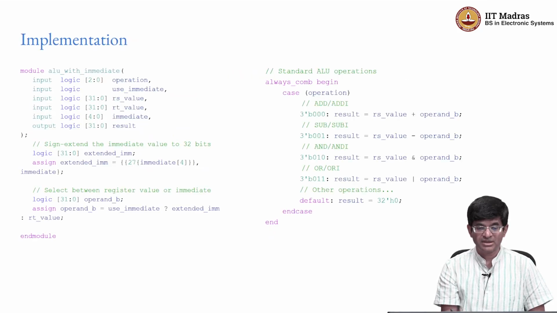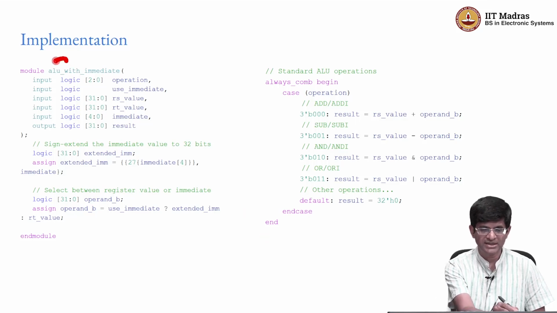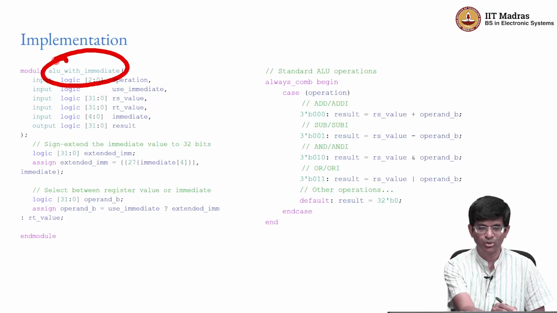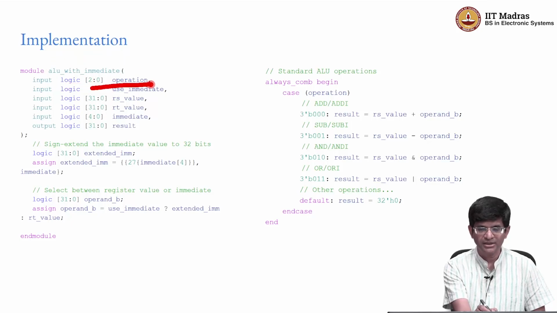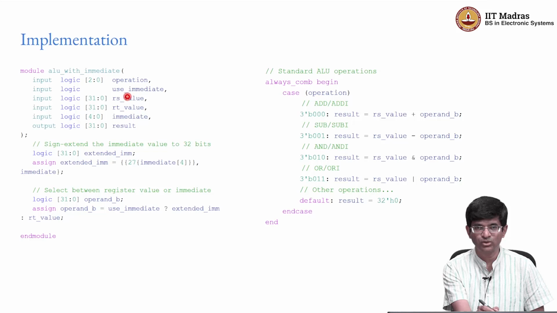Now, the question becomes, how do we implement something like this, right? And if you look at it, it's not all that complicated. All that happens is our ALU gets a little bit more complicated. We already had the operation, which is the AND or add, subtract and so on, but now there is an additional input called use immediate, right. And there is an RS value, that is the first source register. There is also an RT value, we could call this RS1 value and RS2 value, or RS value and RT value, it does not really matter.